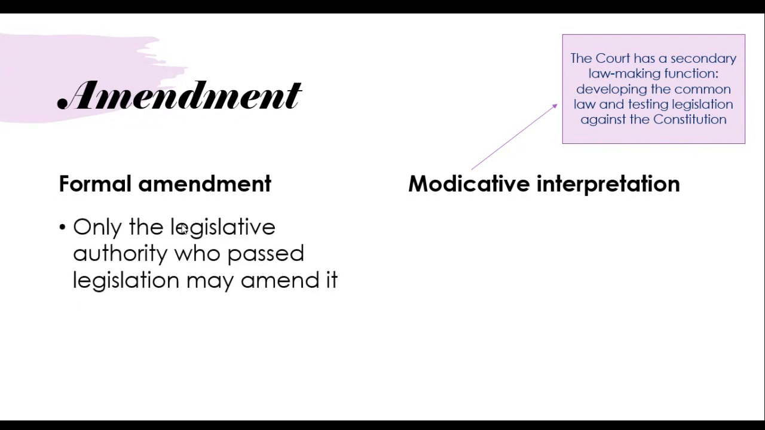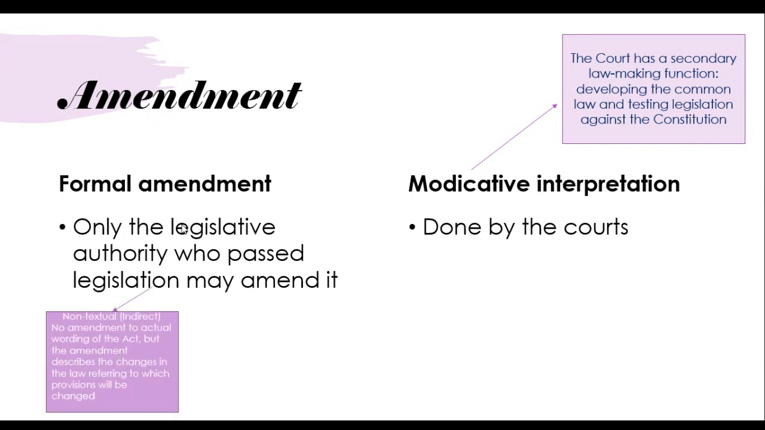So when we're looking at formal amendment, only the legislative authority who passed the legislation may amend it. So if National Parliament passes an act, only National Parliament may amend it. Similarly, for legislation passed by a provincial parliament or by local councils. Modificative interpretation is done by the courts.